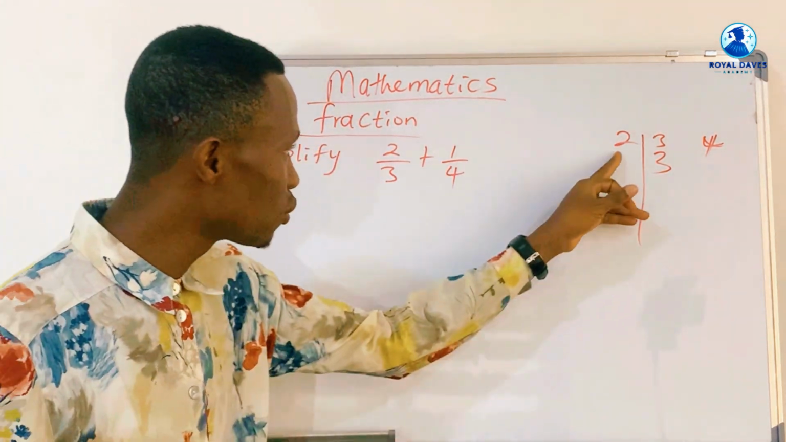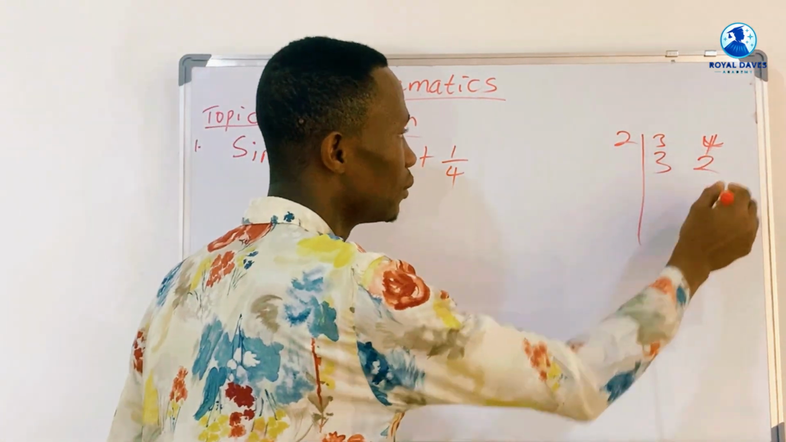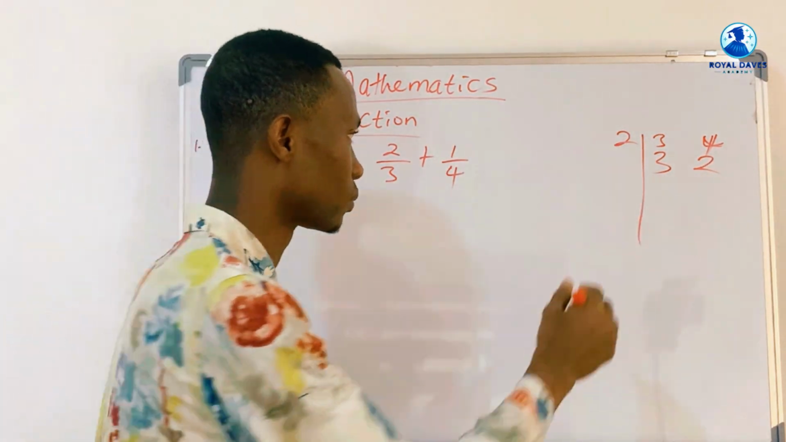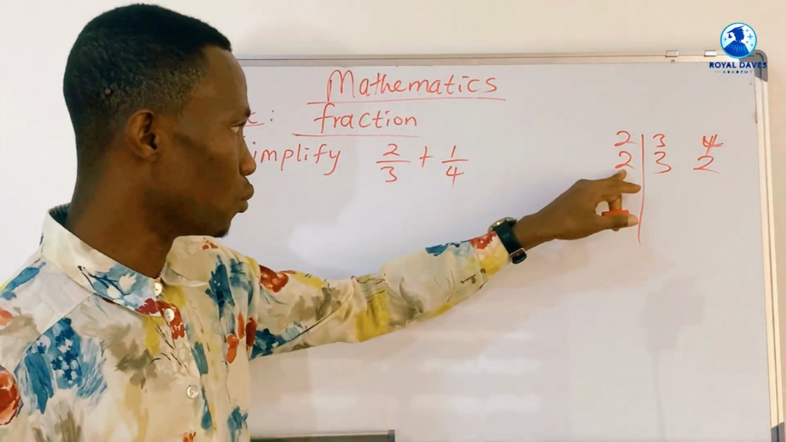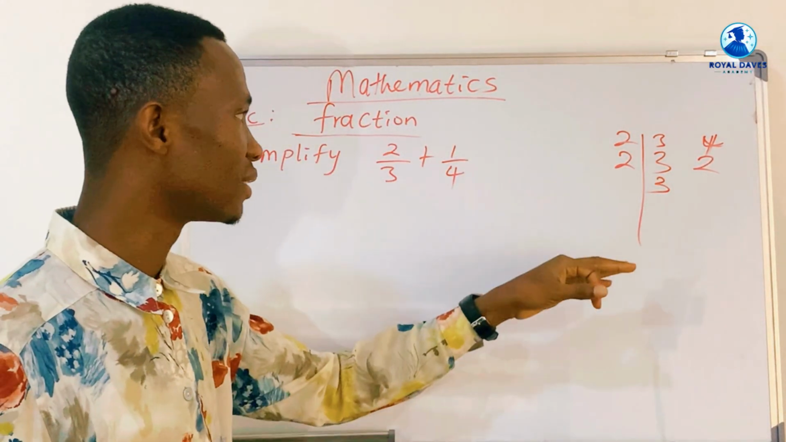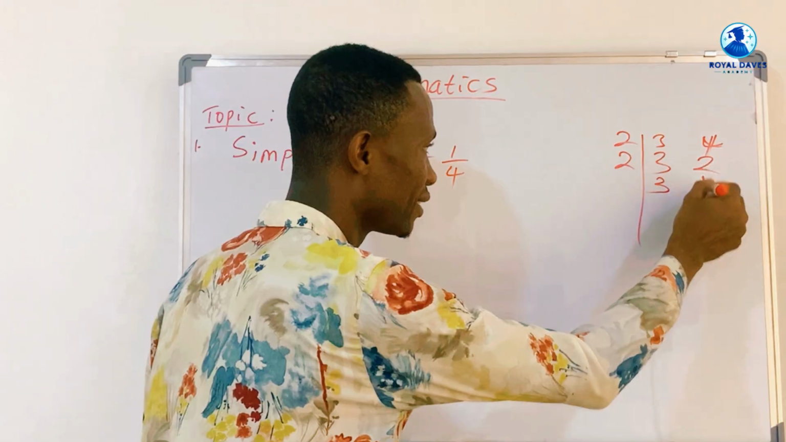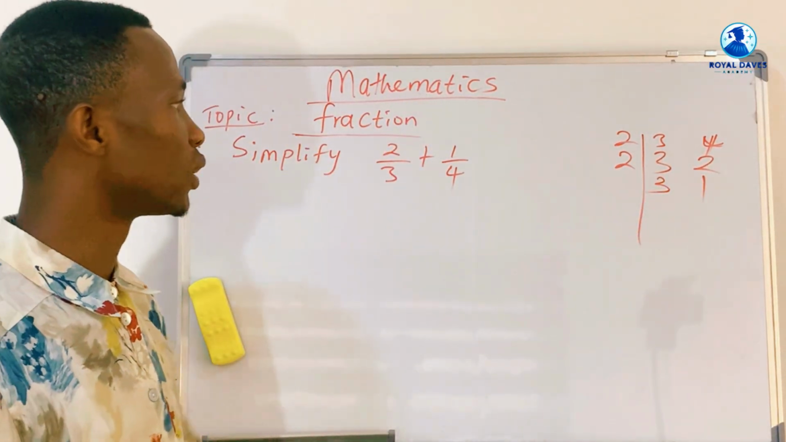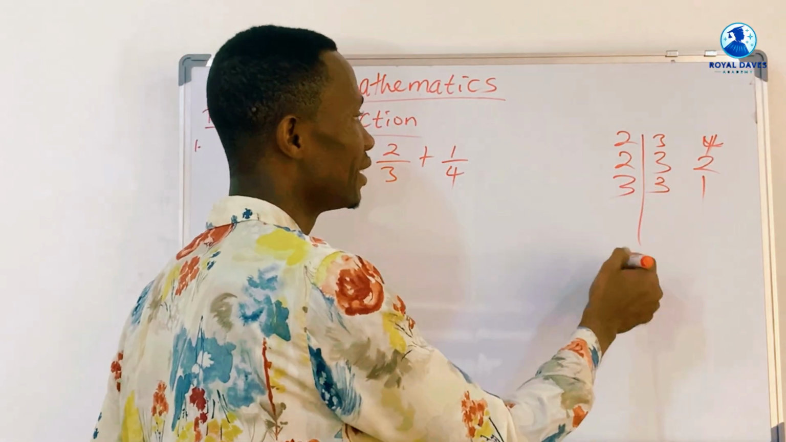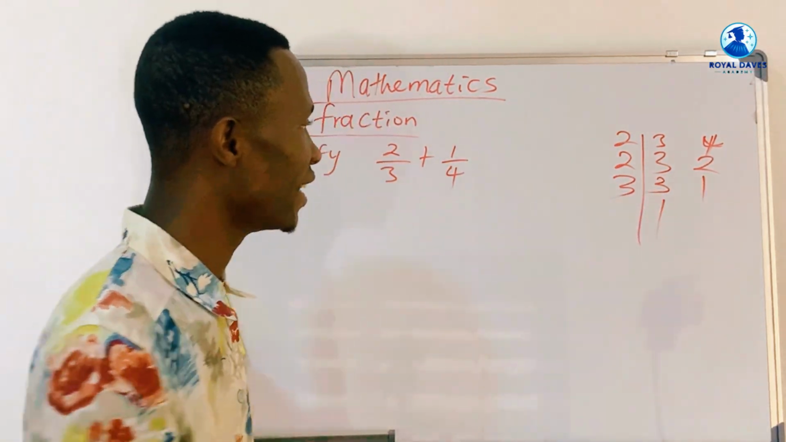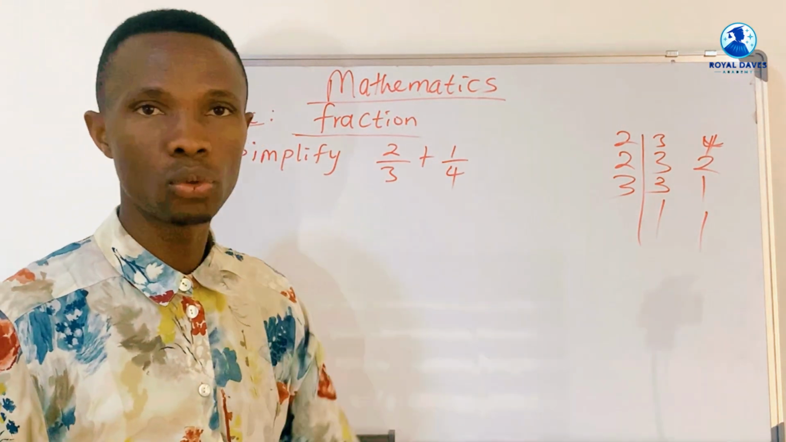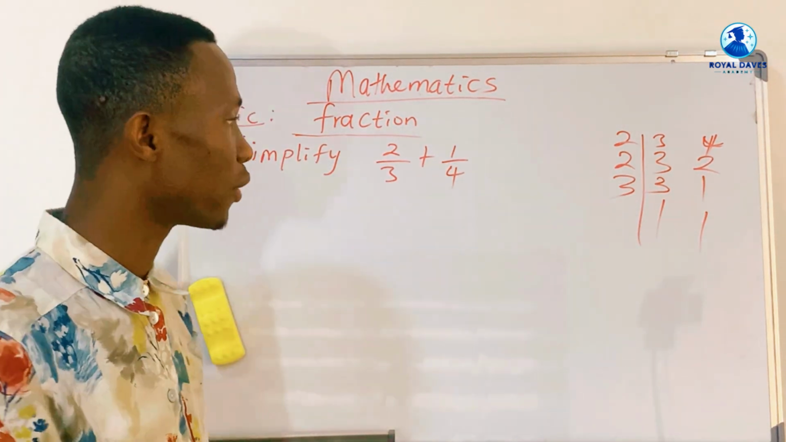What do you do next? 2 divide 4, you have 2. What do you do again? The one number that can divide is still 2. 2 dividing 3, we bring down the 3 because there will be a remainder. For 2 dividing 2, we have 1. So now we are left with no other number than 3 to divide with. 3 will divide 3, you have 1, and then you have 1 again. At this point we have gotten 1 and 1, so we can't proceed further. This is the last point.